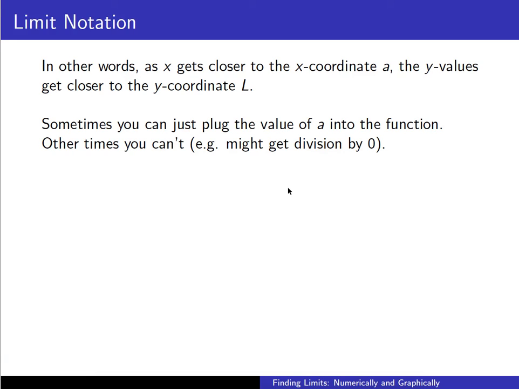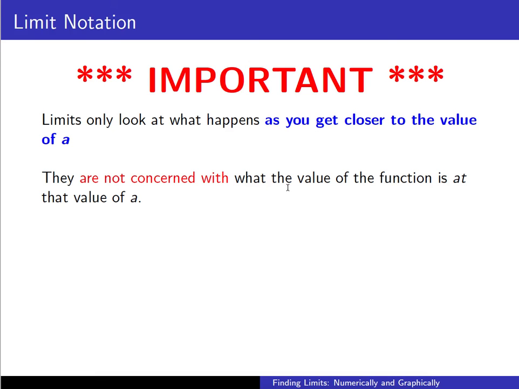So sometimes you can just plug the value of a into the function and everything's well and good. Other times you cannot, so you might get division by 0, which we're never allowed to have. So this is, again, the most important concept in dealing with limits: they only look at what happens as you get closer to that value of a, as the x coordinates get closer to that value of a. The limit is not concerned at all with the value of the function at that value of a.